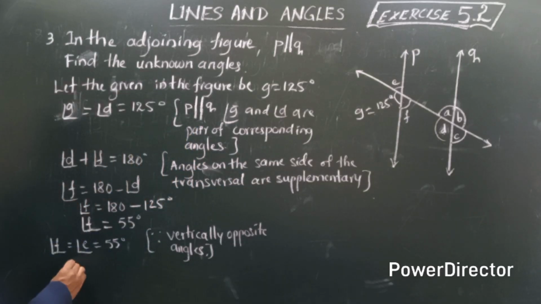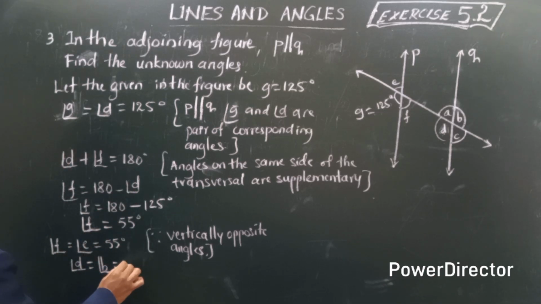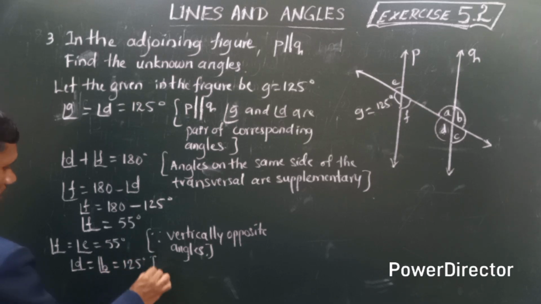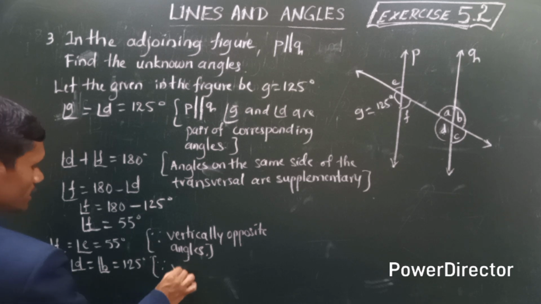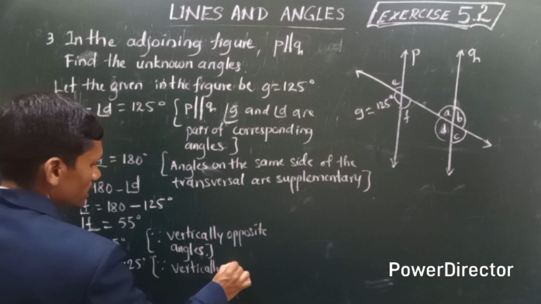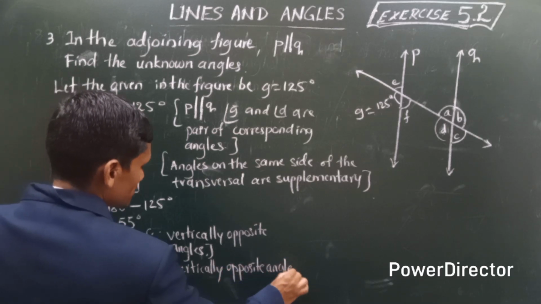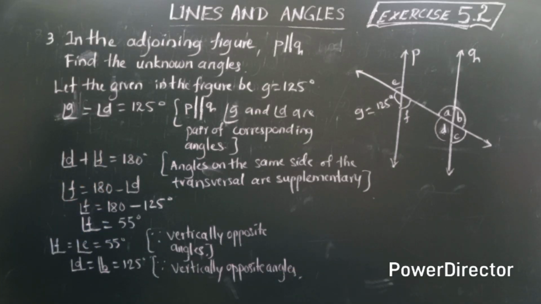Now coming again, angle D is equal to angle B, right? Angle D is equal to angle B is equal to 125. Angle D is 125 and angle B is also 125. What is the reason? This is also the same reason, because these are vertically opposite angles.